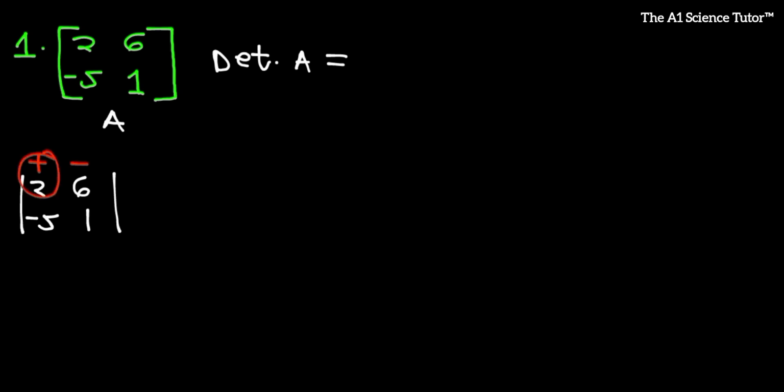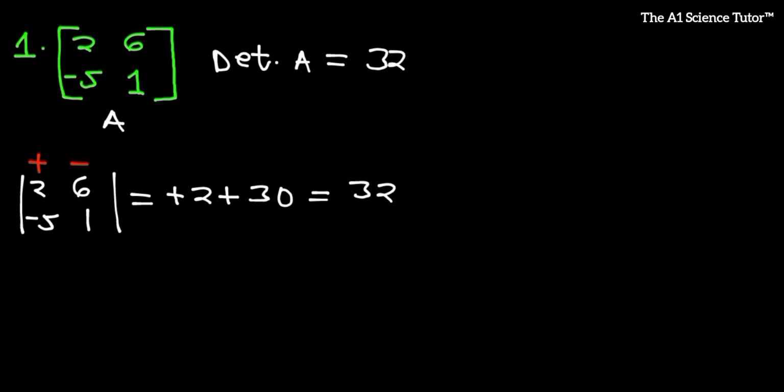So I'm going to take +2 and multiply it by 1. That is going to give me +2. Next up, I have -6, and I need to multiply that with a -5. So that gives me +30. So this is basically going to be a 32. So as it is, the determinant of this matrix is 32.